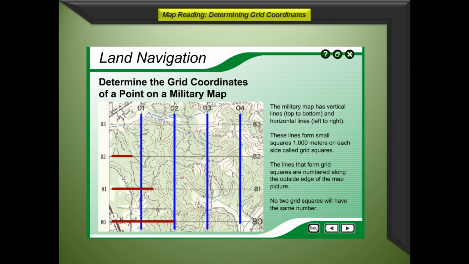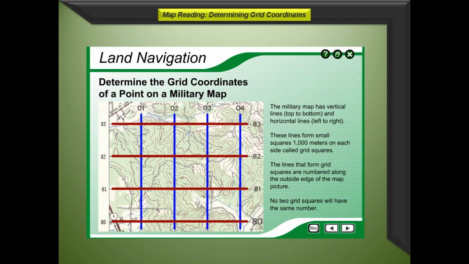I want to start this off by saying you need to understand the golden rule of land navigation, which is right, then up. Whenever you're dealing with a map, and more specifically a protractor, you're always going to be reading right, then up when determining locations.